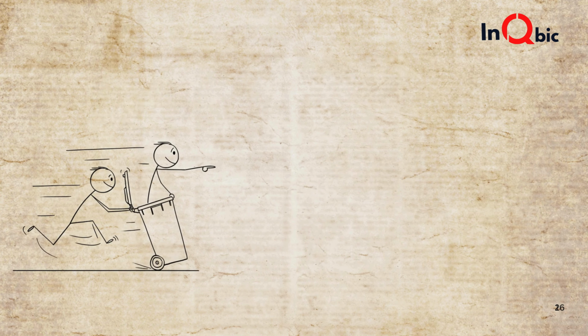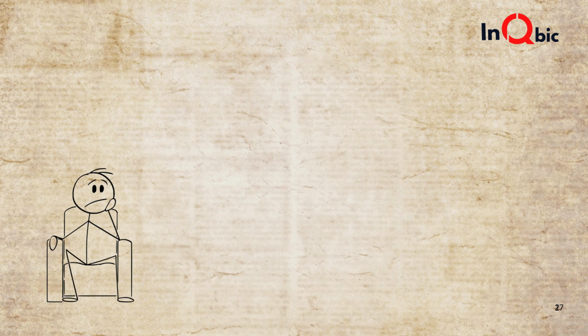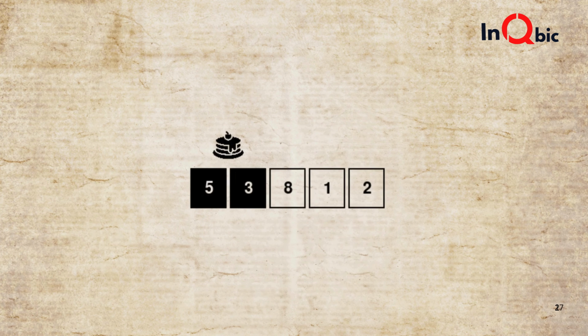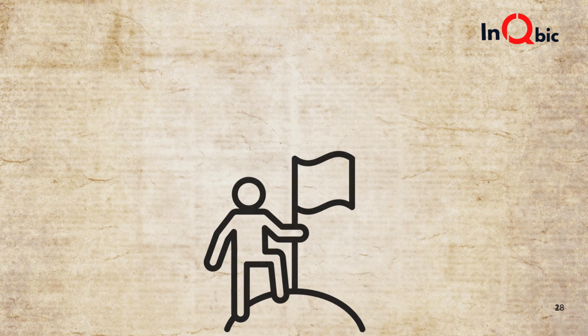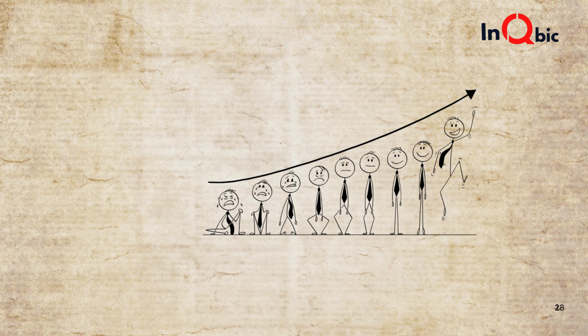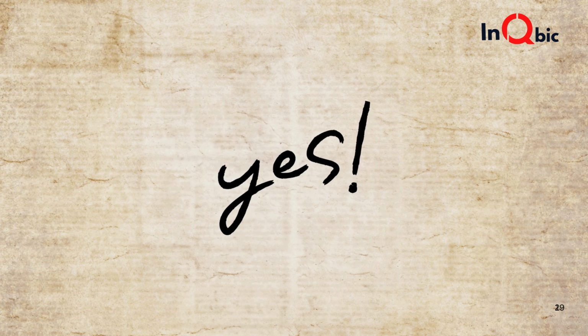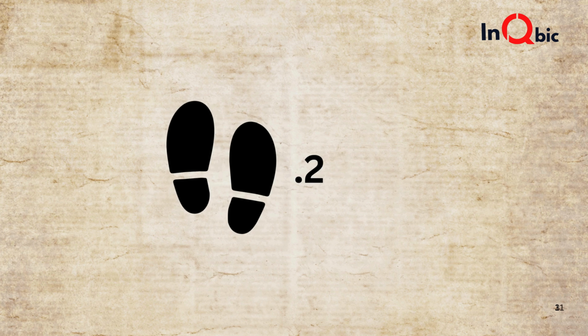Let's intuitively learn what bubble sort is. Suppose we have a stack of pancakes with sizes 5, 3, 8, 1, 2. Our mission is to sort them from smallest to biggest. Step 1. Compare the first two pancakes. Is 5 bigger than 3? Yes, swap them.